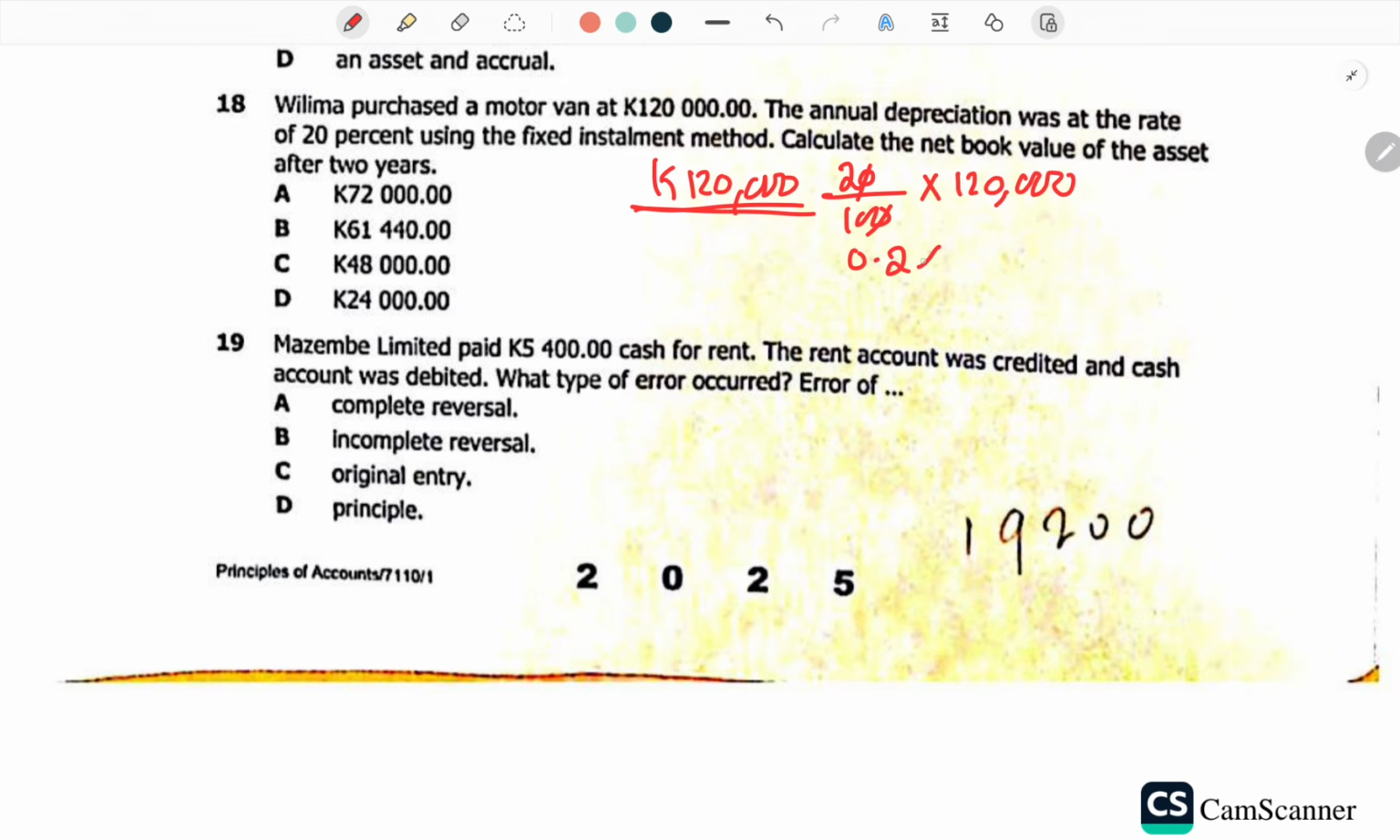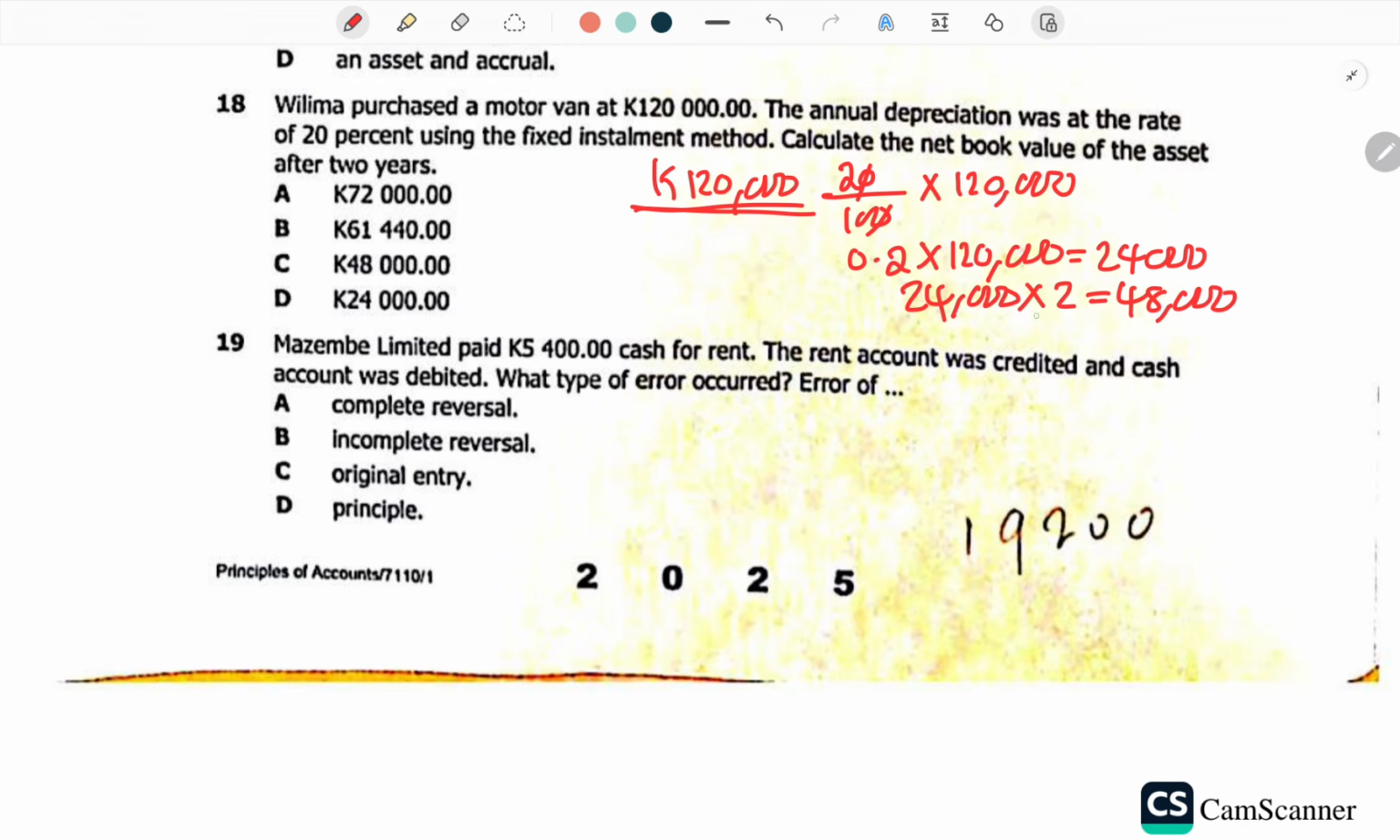So this is going to be 0.2 multiplied by 120,000 is equal to, let me check, 0.2 multiplied by 120,000. Okay, I'm getting something like 24,000. And then this 24,000, they're saying calculate the net book value of the asset after 2 years. So we say 24,000 multiplied by the 2, we are going to get 48,000.